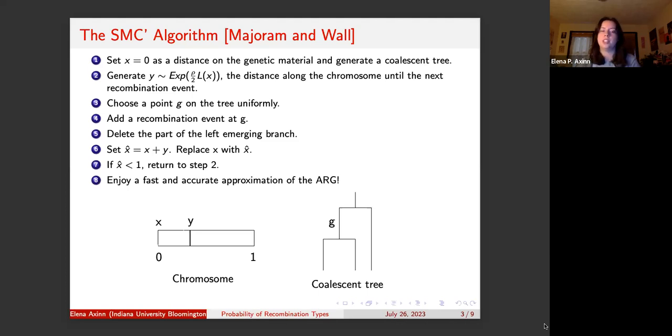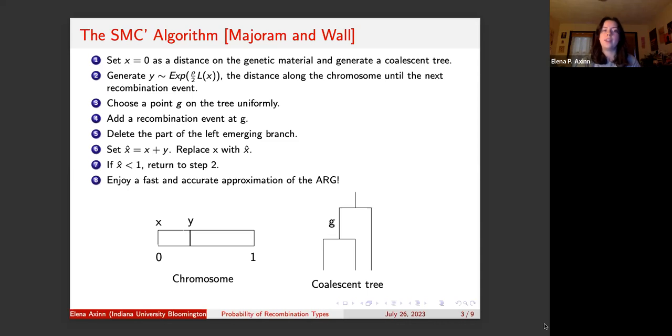and we are going to generate y, which is the distance until the coalescent tree actually changes in some way. So that'll be an exponential distribution, and the parameters there depend on the recombination rate and the length of the previous tree. So that will be the distance along the chromosome until the next recombination event. Then, to actually place the recombination event, we're going to look at the coalescent tree at that point and choose a point G uniformly at which the recombination event will occur in the tree.